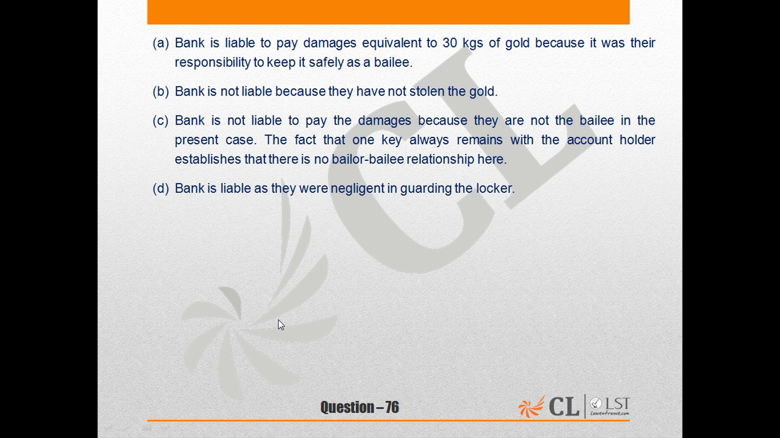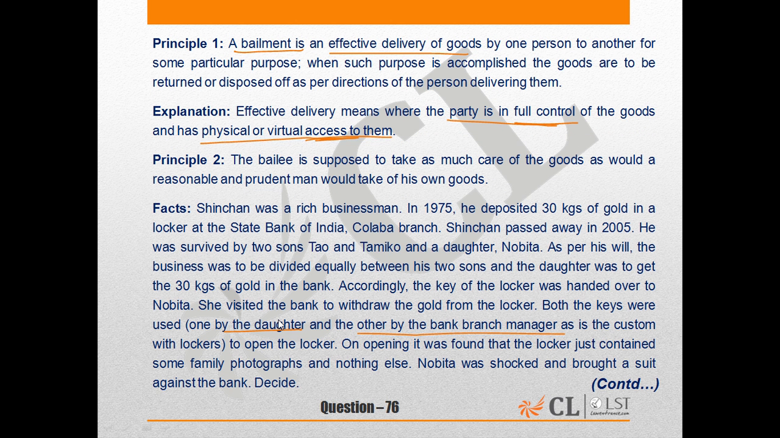Now as per the definition, as per the explanation, we saw what an effective delivery is: when the party is in full control, that is, your bank should have been in full control of the gold and it should have access to the gold. So these two constitute effective delivery, and effective delivery is the most important ingredient of a bailment. So from the facts we can see that when you have to open the locker, both the client and the bank manager have to use the key.